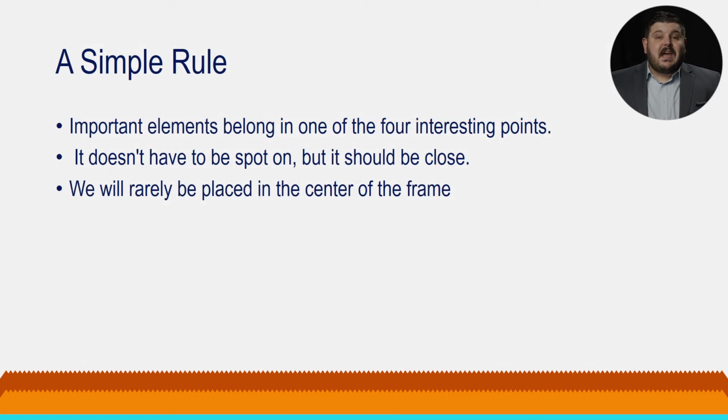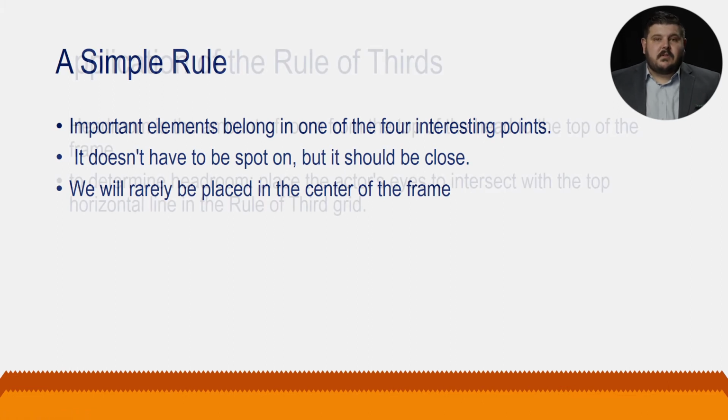The rule of thirds is actually very simple. Important elements belong in one of the 4 intersecting points. It doesn't have to be spot on, but it should be close. Objects will rarely be placed in the center of the frame, although there are exceptions which we'll present later on in this course. The reason is that the audience members like to examine a frame and gather information. When important objects are centered, you're basically force-feeding information to the audience rather than creating a subtle hint and allowing the audience members to search.